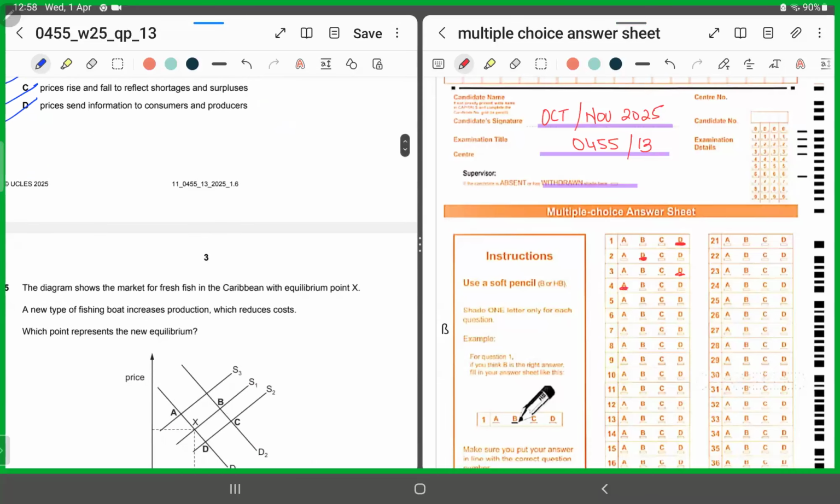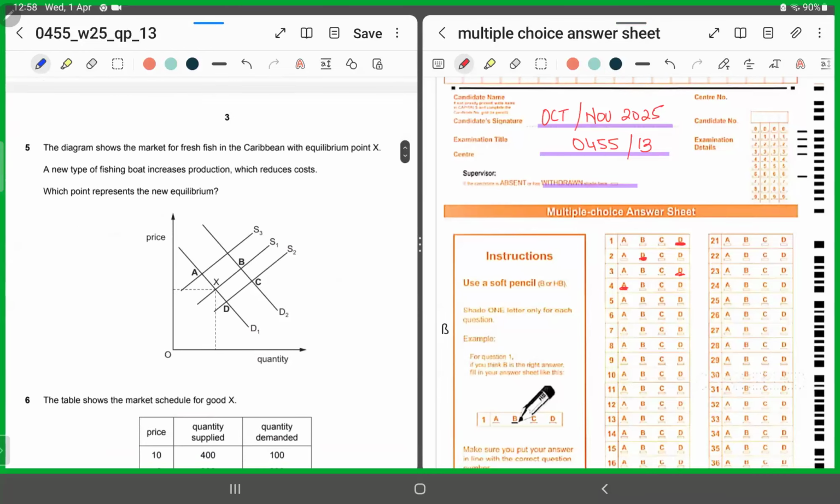MCQ number 5. MCQ number 5 displays a demand and a supply diagram. They have displayed multiple supply curves and demand curves. Now they're saying it shows the market for fresh fish in the Caribbean with equilibrium at X. So the initial position is at X. The initial demand curve is D1 and S1 is the current supply curve. Now the market is at X.